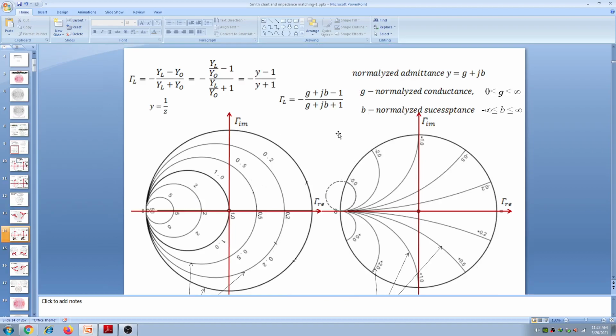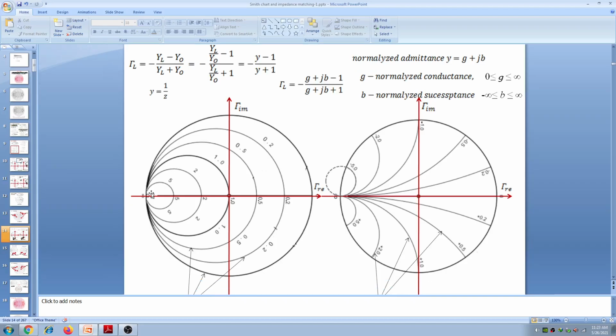Okay, admittance has a real part and an imaginary part, G plus jB: G is the conductance and B is the susceptance. For every value of G there is a circle like this. These are called conductance circles. They are all coinciding at our left side, like these circles here.